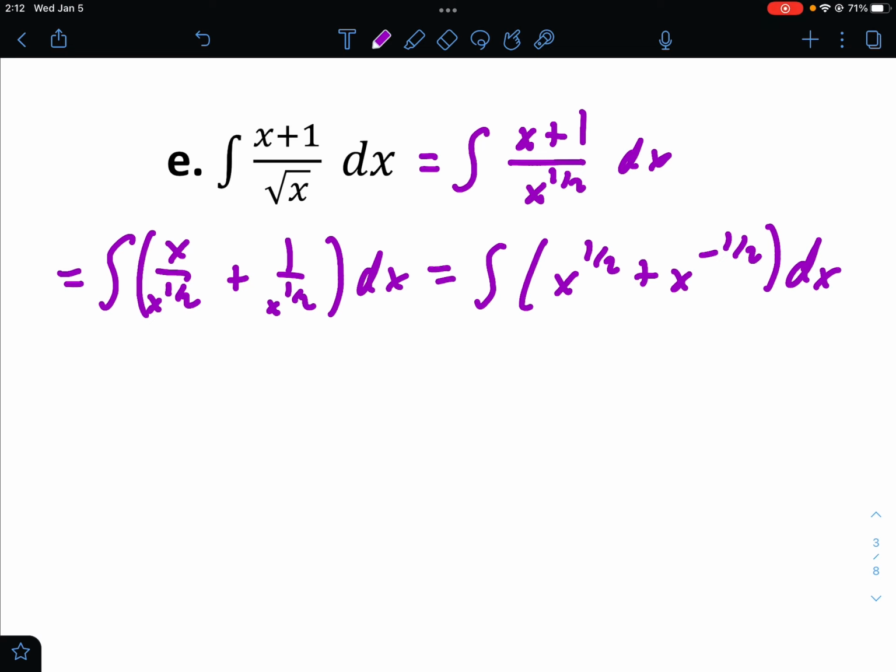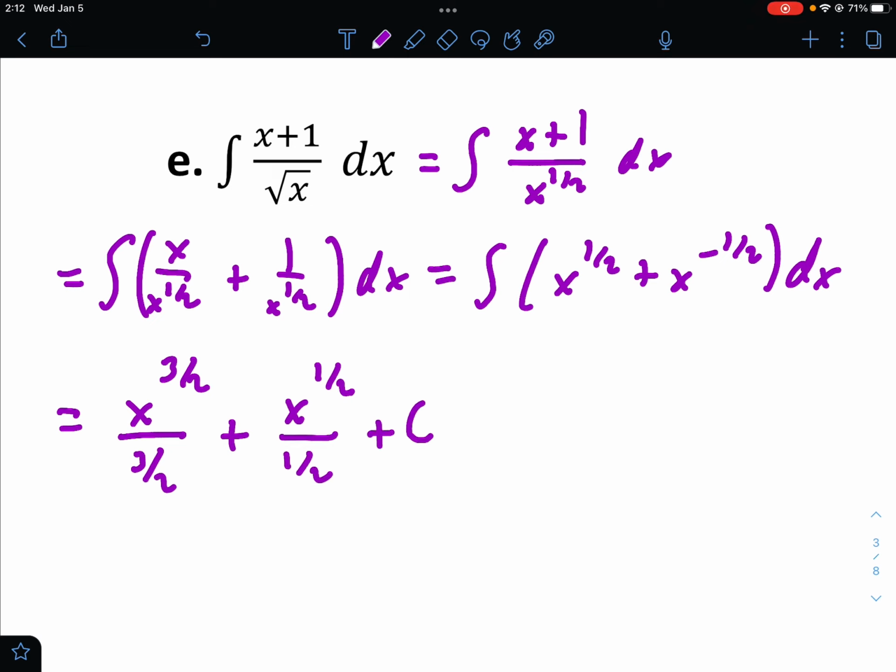And now we can take the antiderivative of this as x to the 3/2 over 3/2 plus x to the 1/2 over 1/2 plus c. And rewriting that, we get 2x to the 3/2 over 3 plus 2x to the 1/2 over 1 plus c.